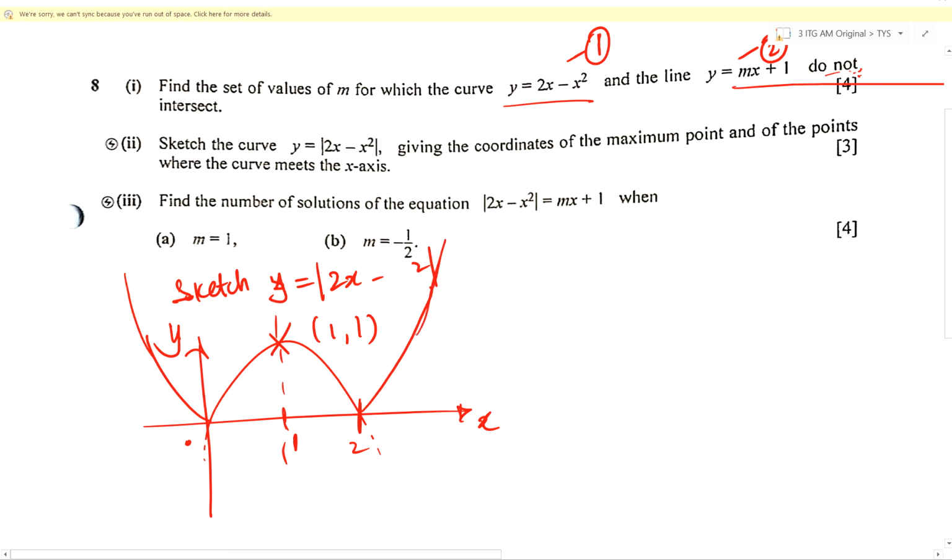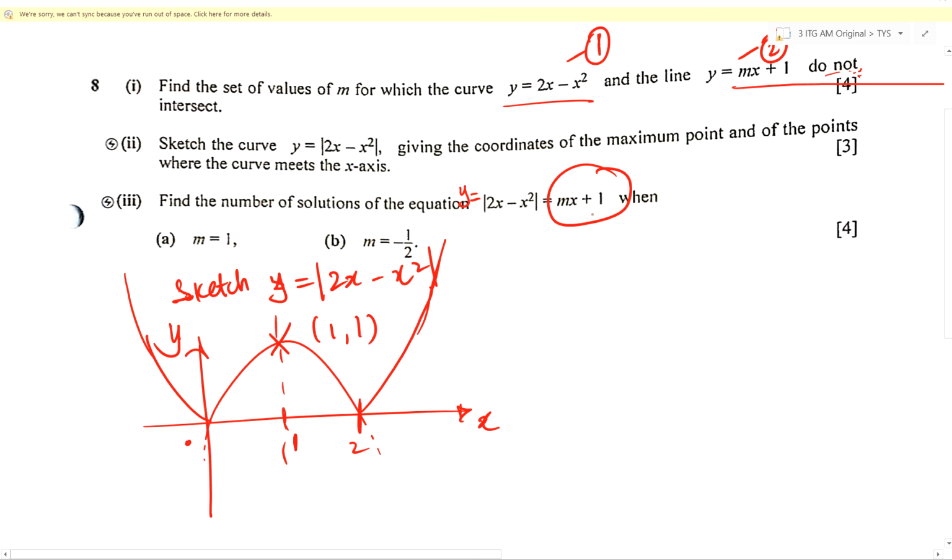Find the number of solutions. Modulus 2x minus x squared equals mx plus 1. Number of solutions will be the number of intersecting points, number of intersections. We already have our graph of 2x minus x squared with a modulus drawn. So next, I need to draw the graph of mx plus 1, and this has to be equal to y, because our graph is y equals modulus of 2x minus x squared. So the same y equals mx plus 1. Draw the graph of mx plus 1. That's what we need to do.